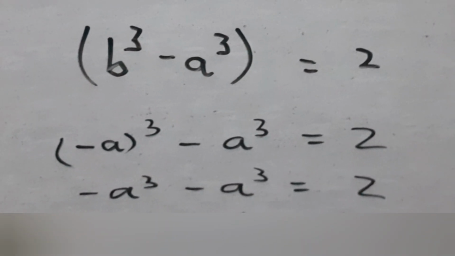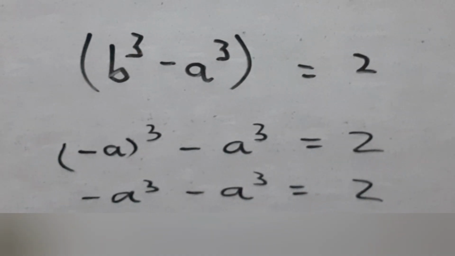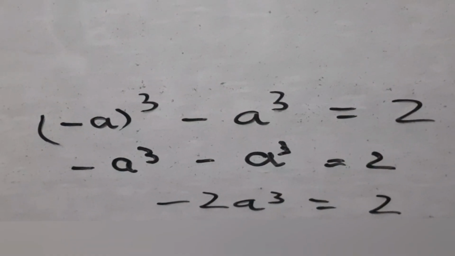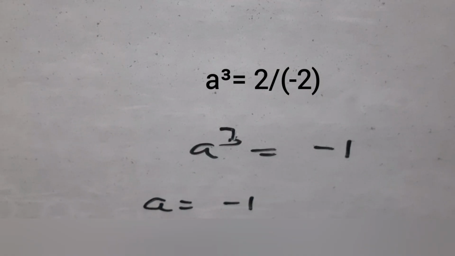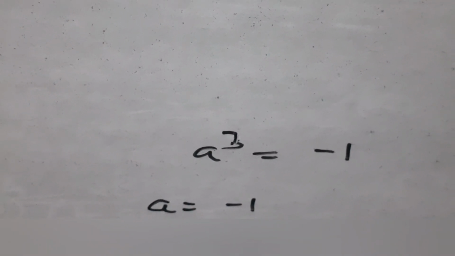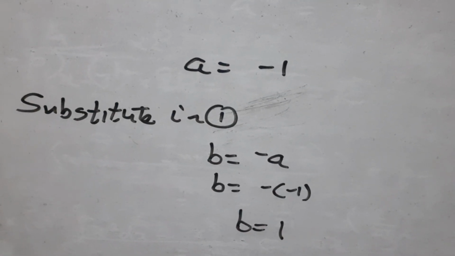So we get minus a cube equal to 2, which means minus 2a cube equal to 2 or a cube equal to minus 1. Take cube root to get a equal to minus 1. Substitute a equal to minus 1 in equation 1 and get b equal to 1.